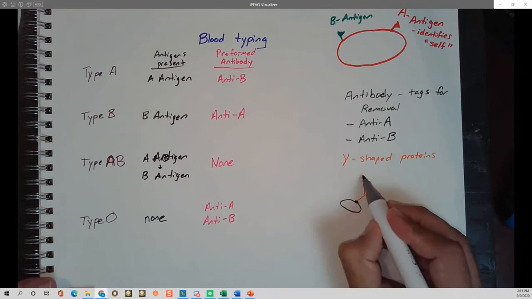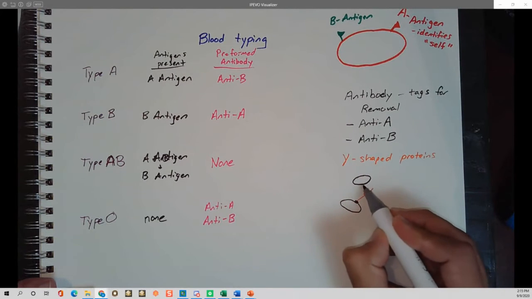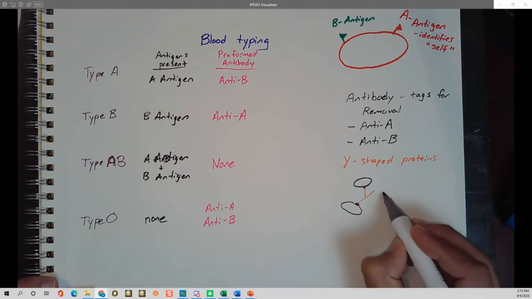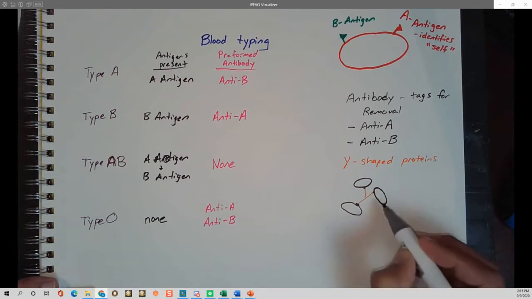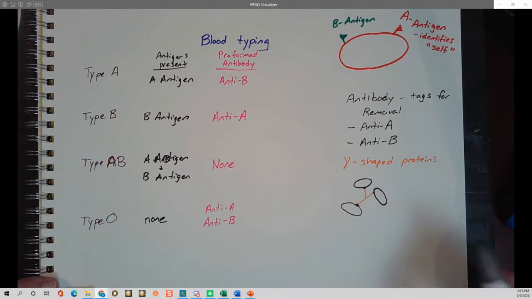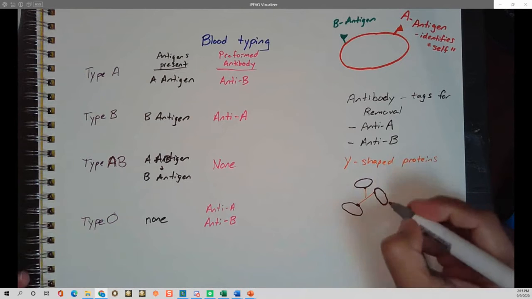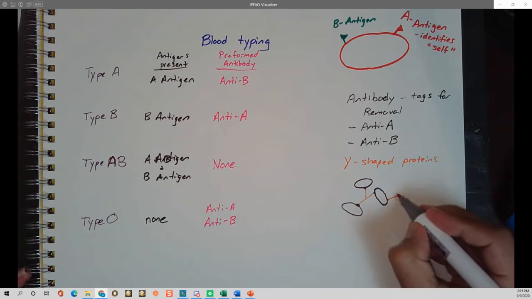So check it out. Now I have another cell with that antigen that this antibody is against. It sticks there. Now I have another cell with that antigen. Well, is that the end of the story? Nope. Because this cell here got tagged with an antibody.